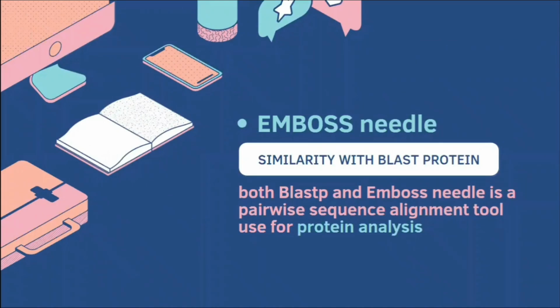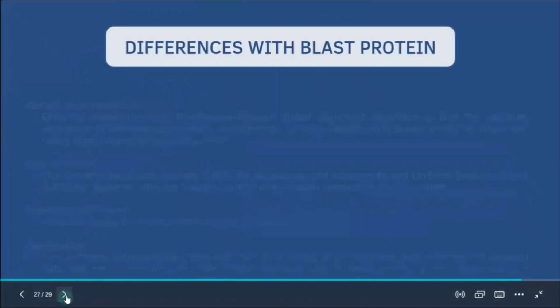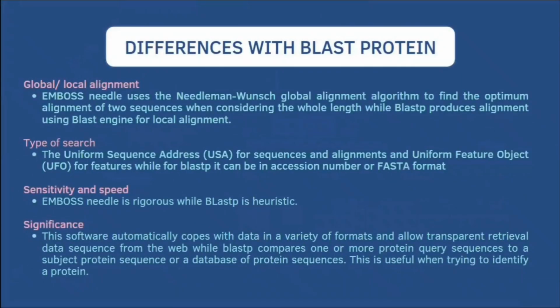EMBOSS Needle. The similarity of this software with protein BLAST is that both are pairwise sequence alignment tools for protein analysis. For differences, EMBOSS Needle uses global alignment while BLASTP uses local alignment. In terms of sensitivity and speed, BLASTP gives faster results as it uses heuristic approximation. In type of search, EMBOSS uses USA and UFO, while BLASTP uses accession number or FASTA format.